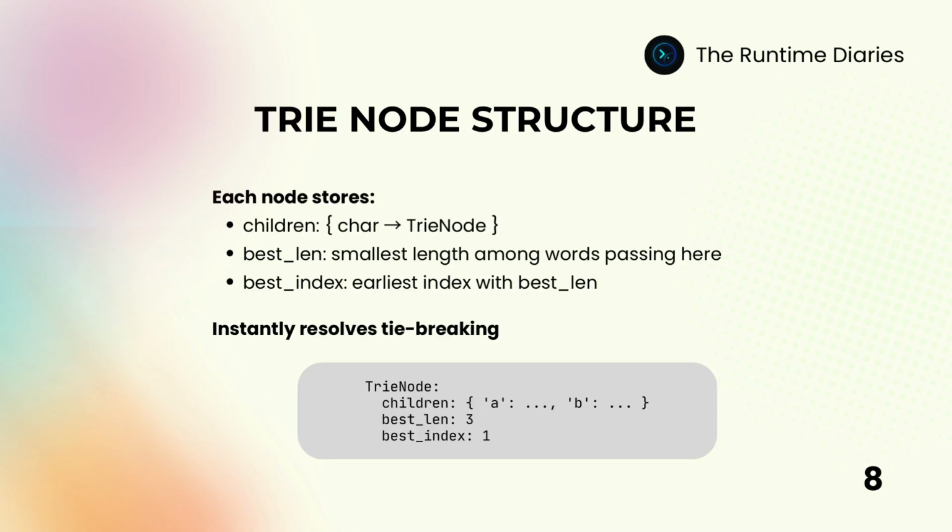Each trie node stores 3 things. First, children, which is a dictionary mapping each character to the next trie node. Second, best_length, which is the smallest length among all the words that pass through this node. Third, best_index, which is the earliest index among the words with that smallest length. This lets us resolve the tie-breaking rules in constant time as we walk the trie.